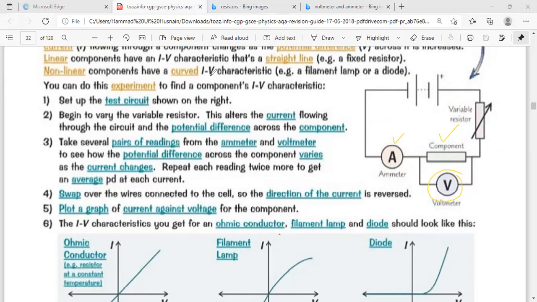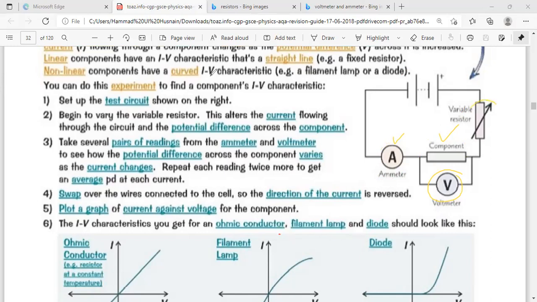So have you noticed it now? Yeah, it's always like this, am I right? Yes, it will always be like this. The ammeter must be in series and the voltmeter must be in parallel. Okay. So you need to develop a circuit like this.